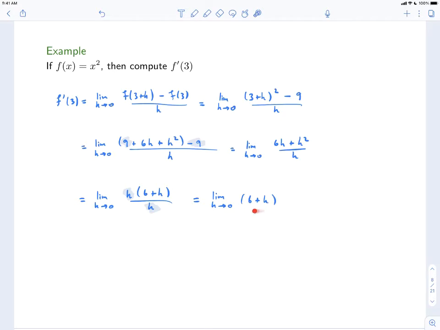What we're left with is a polynomial, 6 plus h. It's a polynomial in h, so we can simply use the substitution rule to compute this limit. Another way of saying that is that 6 plus h is continuous with respect to h. So we just plug in h equals 0, and we get 6. Therefore, the derivative f prime of 3 is equal to 6. That means the slope of the tangent line to y equals x squared when x is equal to 3 is 6.